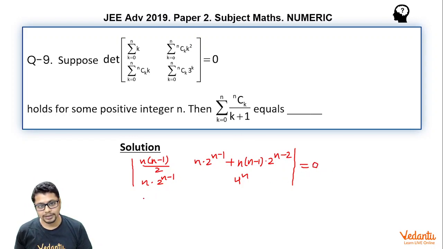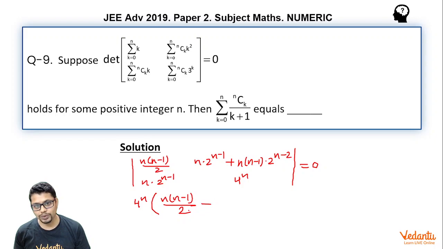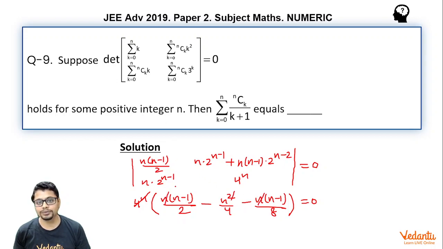So let's expand it. Here, if I take 4 to the power n common, I would get n minus 1 by 2, and mind you 4 to the power n is 2 to the power 2n. So as you expand this determinant, after taking 4 to the power n common, you would get n minus 1 by 2 minus n square by 4 minus n minus 1 by 8 equal to 0. Now if you see carefully, 4 to the power n would never be 0. Even n equal to 0 we would not allow, because n is supposed to be some positive integer.